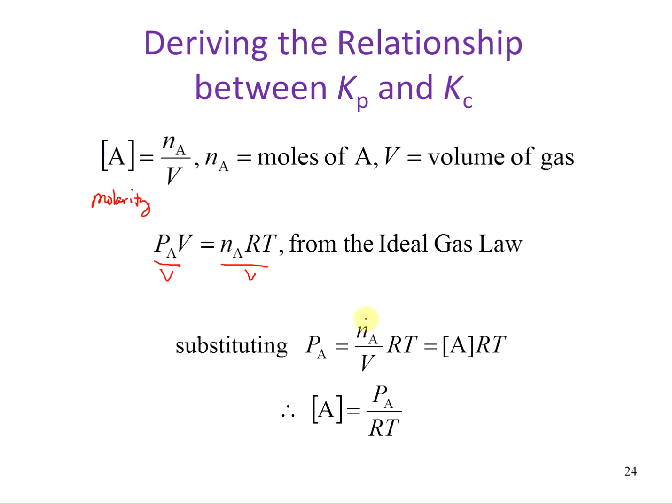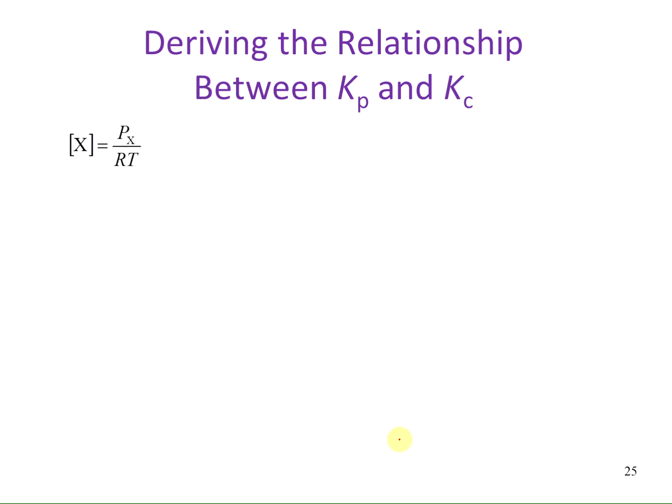Once we've got that value, that nA over V, that's the molarity. So we take that molarity that we found up here and substitute that in there. Then we solve for the molarity of A by taking the PA and dividing both sides by the RT. So the R's cancel out, the T's cancel out. So the concentration of A is equal to the PA divided by the RT. So we're going to use that same expression. Here we've just replaced the A with the X just to represent a generic material.